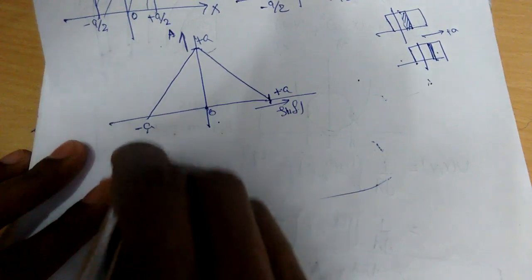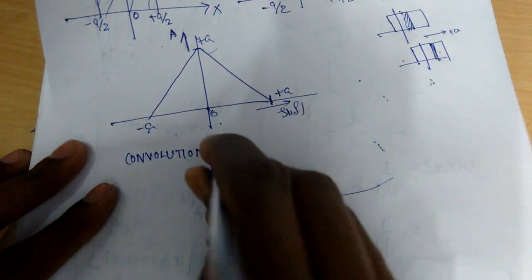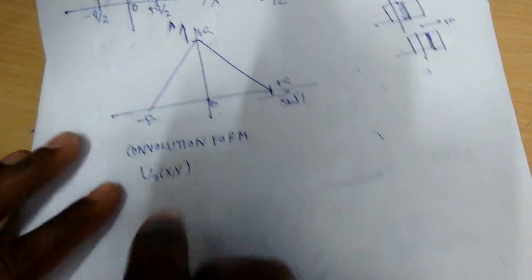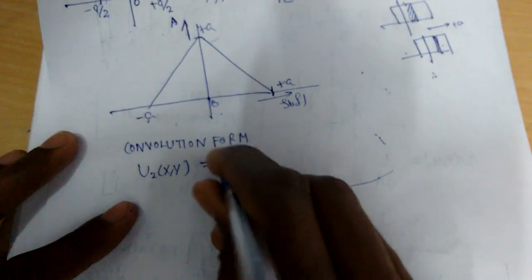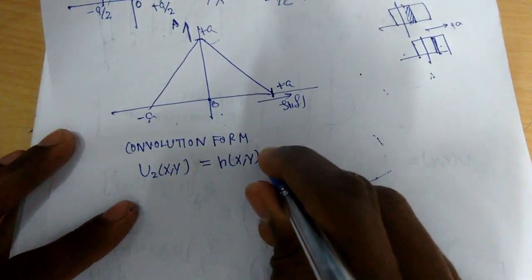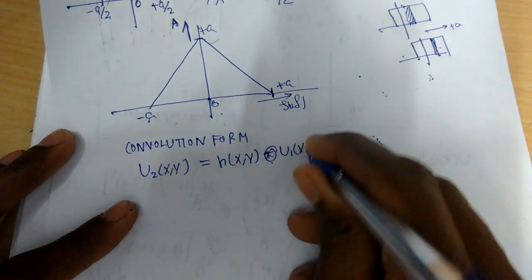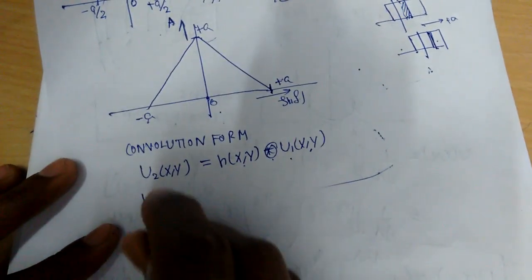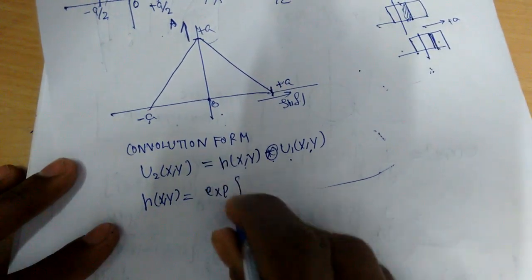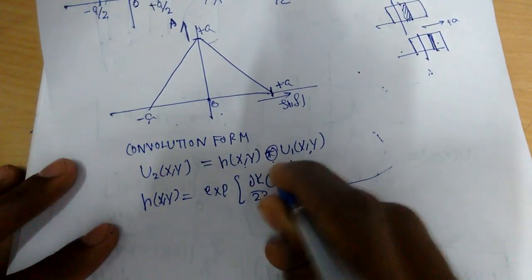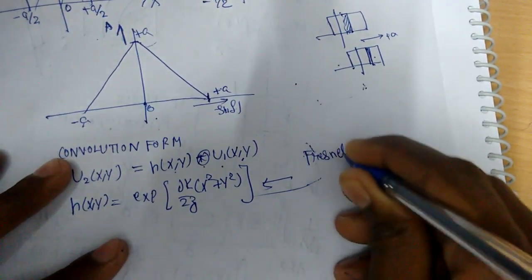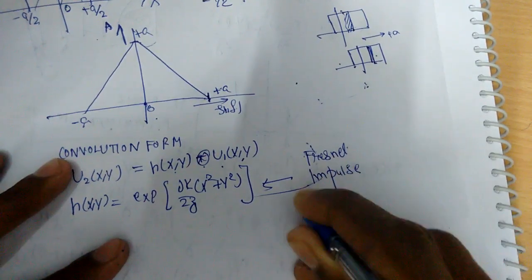So let me write the convolution form. The final diffraction pattern on the screen will be nothing but the convolution of h(x,y), this is the sign of convolution, with u1(x,y), where u1(x,y) is the transmittance function of your aperture. What is h? h is given by e raised to power jk upon 2z (x square plus y square), where this function is sometimes also written as the Fresnel impulse response function.